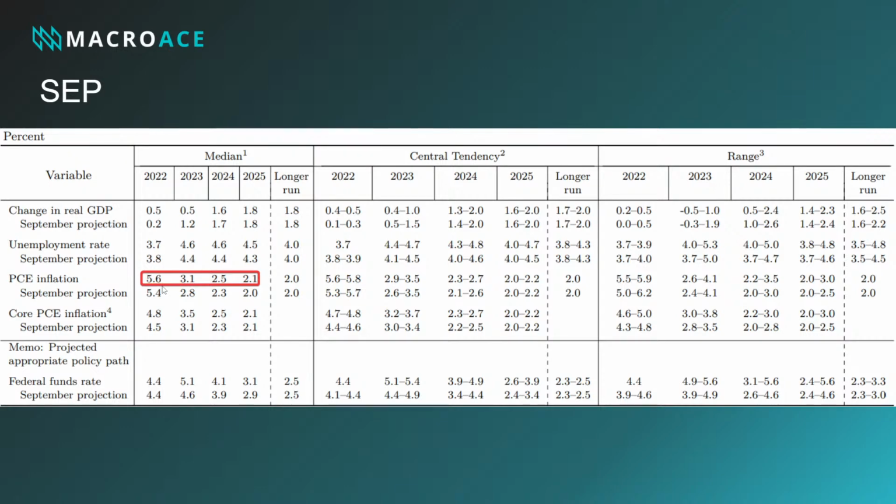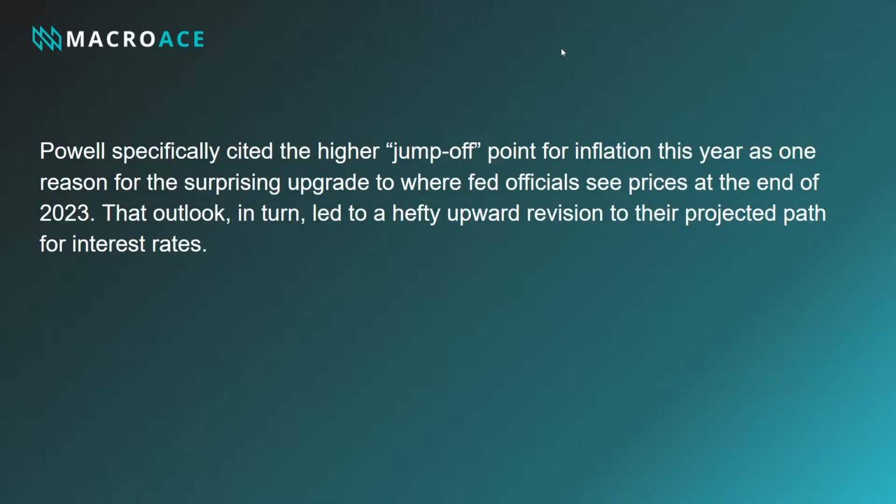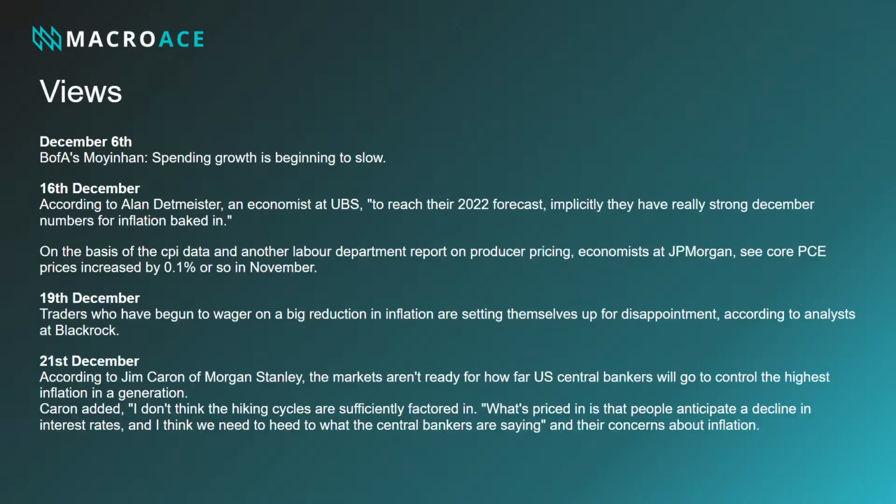If they're expected to be at 5.6%, and inflation stays higher for longer than they anticipated, that could throw off the Federal Reserve in their decision making. On the basis of the CPI data, and another Labor Department report on producer pricing, economists at JP Morgan also see the core PCE price index increasing by 0.1% or so in November. On the 19th of December, traders who have begun to wager on a big reduction in inflation are setting themselves up for disappointment, according to analysts at BlackRock.